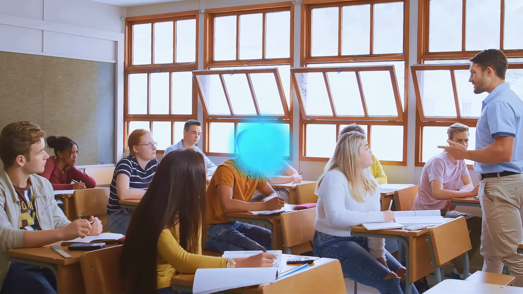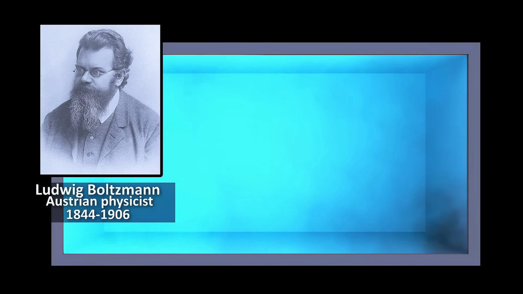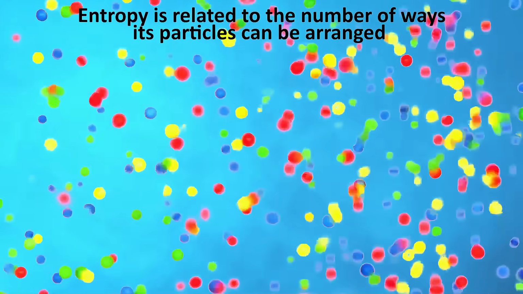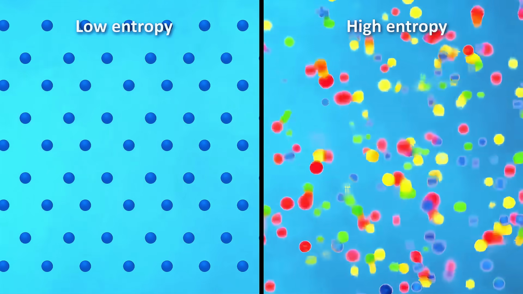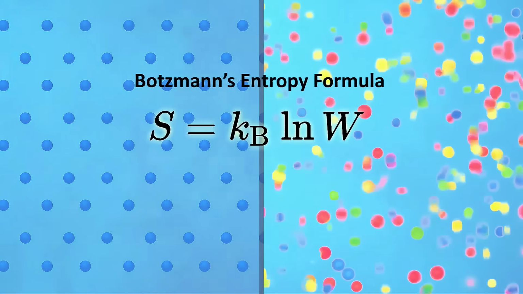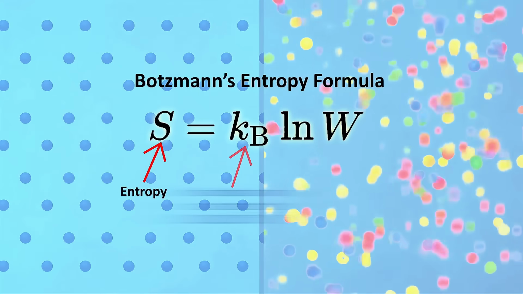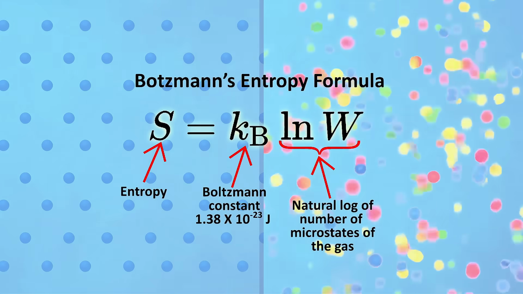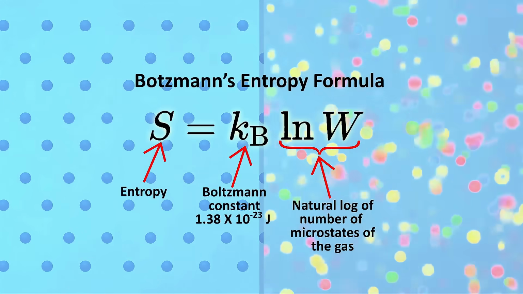In the 19th century, Austrian physicist Ludwig Boltzmann was able to bridge the gap between the macroscopic laws of thermodynamics and the microscopic behavior of atoms and molecules. He hypothesized that the entropy of a system is related to the number of ways that the system's particles can be arranged. In other words, the more ways that the particles of a system can be arranged, the higher the entropy of the system. He quantified this mathematically with his famous equation, where S is entropy, k is the Boltzmann constant, and ln W represents the natural log of the number of microstates corresponding to a system's overall macrostate.